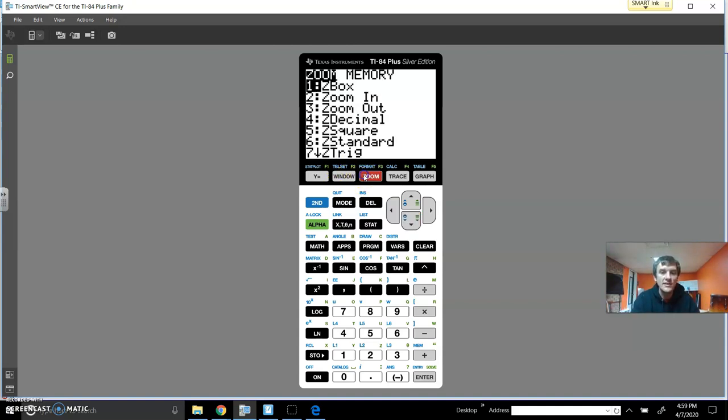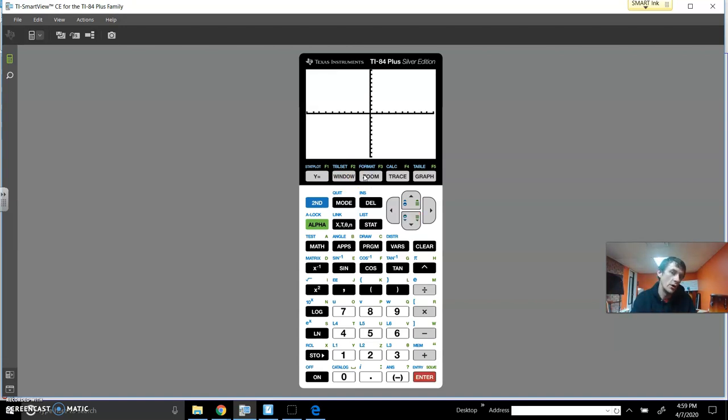So I'm going to reset the calculator. Zoom 6 puts us back in a normal looking window. And let's explore it going left now, because left is, I think, way more interesting.